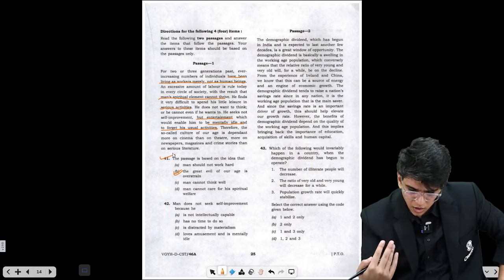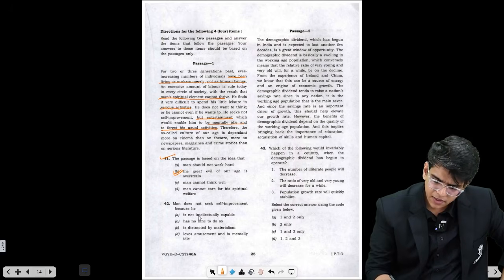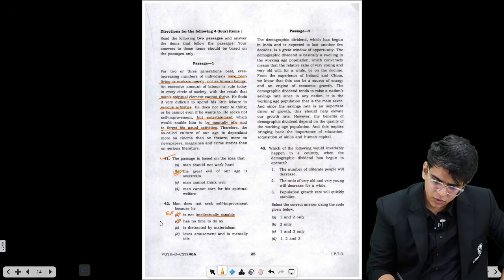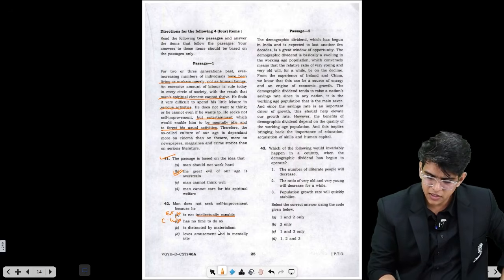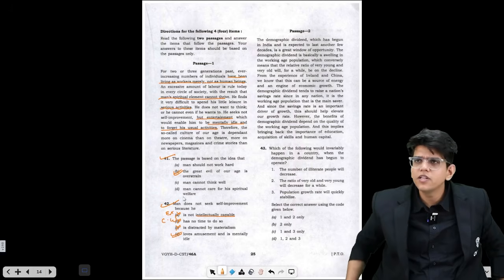This will be it. Man does not seek self improvement because he is incapable. Okay. Extreme. Has no time to do so. He has time to do so. This is contextually wrong, against the passage. Is distracted by materialism. No talk. Loves amusement. Is mentally idle. Basically he wants to rest. Right. So basically the answer will be option D. Okay. Simple. This is one of the easy passages.